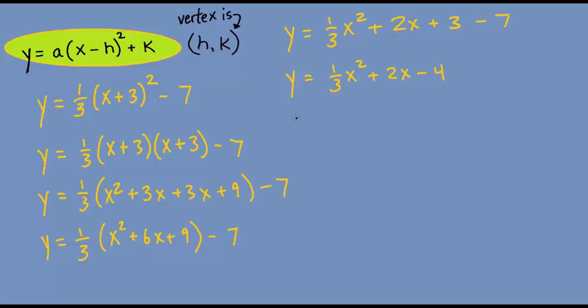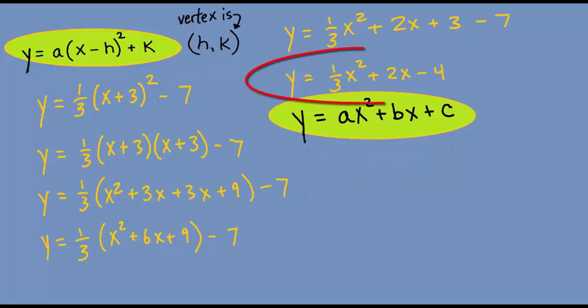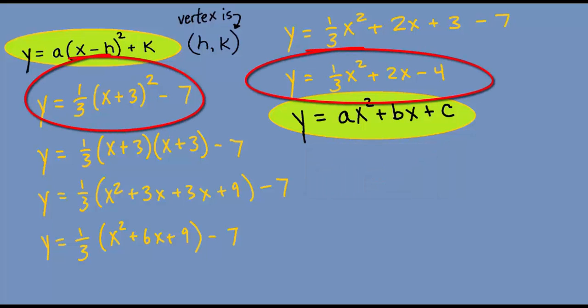Standard form is written like this. It's y equals some number times x squared, usually that's called a, plus some number, usually called b, times x, and plus some number, usually called c. So this is what we call standard form. So I haven't changed the quadratic equation or the parabola. I've just rewritten it in a different form, right? This is the same quadratic as this, and it'll make, of course, the same parabola.